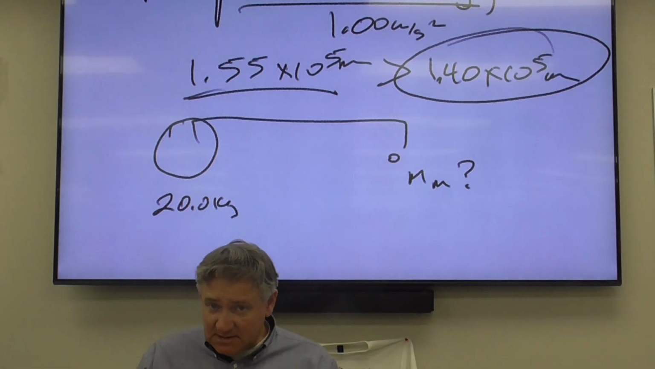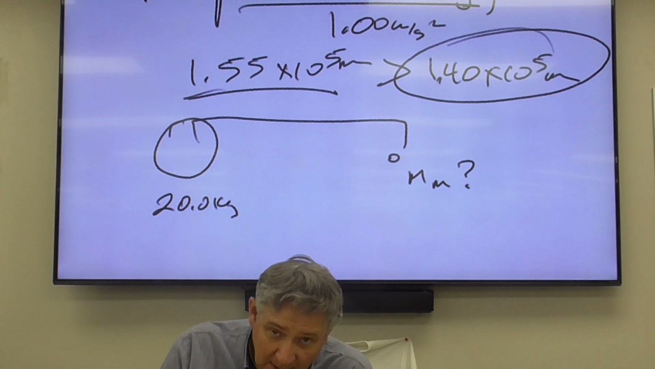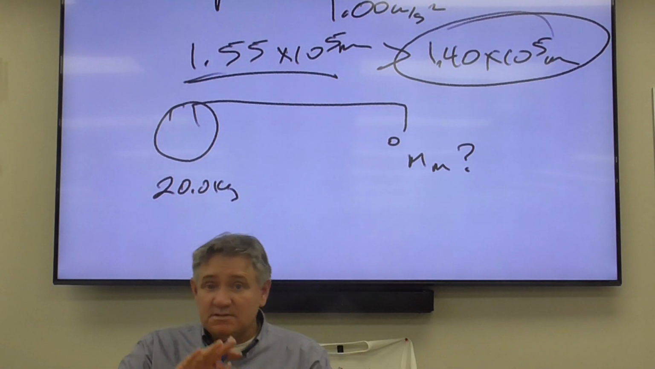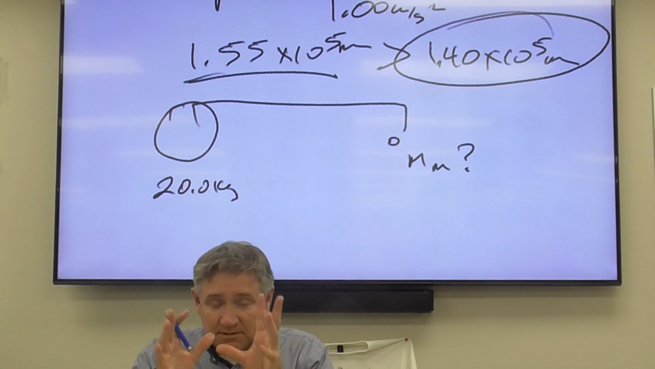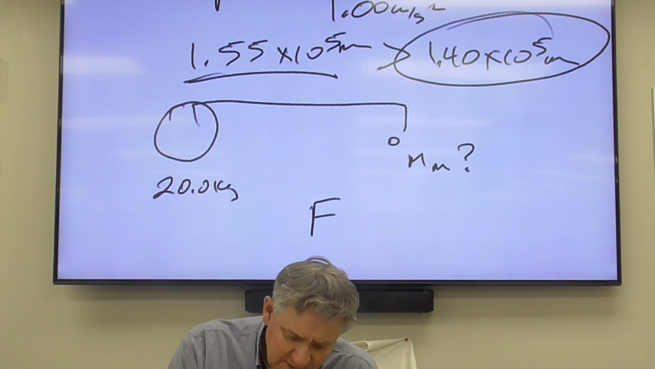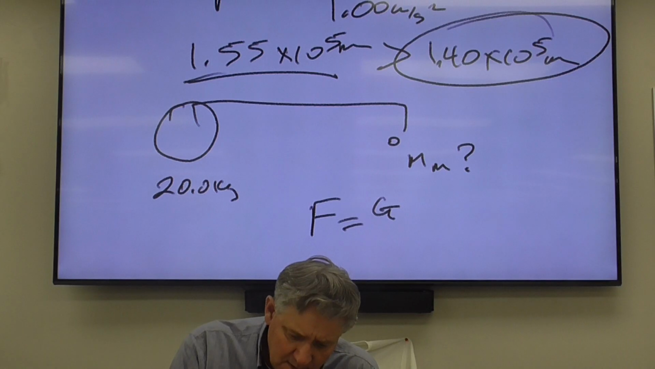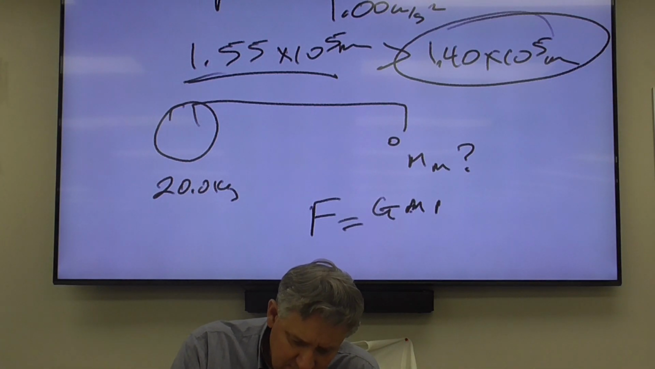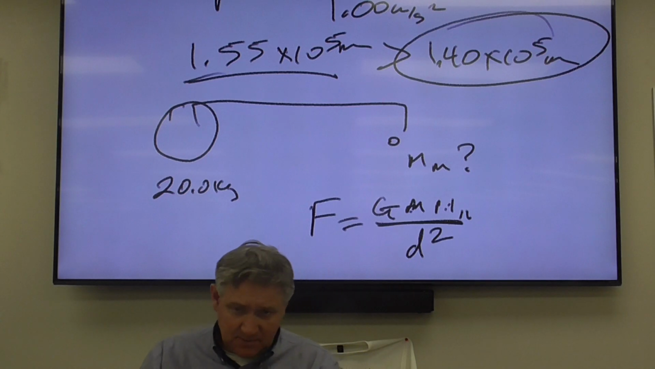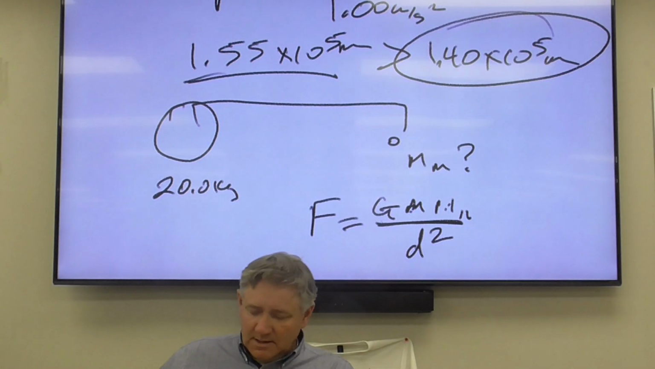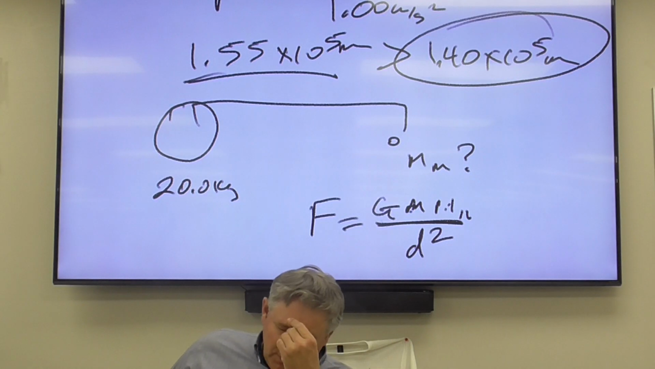You know the distance that separates them, and you know the value of the force. So this is Isaac Newton's wheelhouse. So you're going to go, oh, F equals big G, the mass of the cannonball, times the mass of the marble, divided by distance squared.